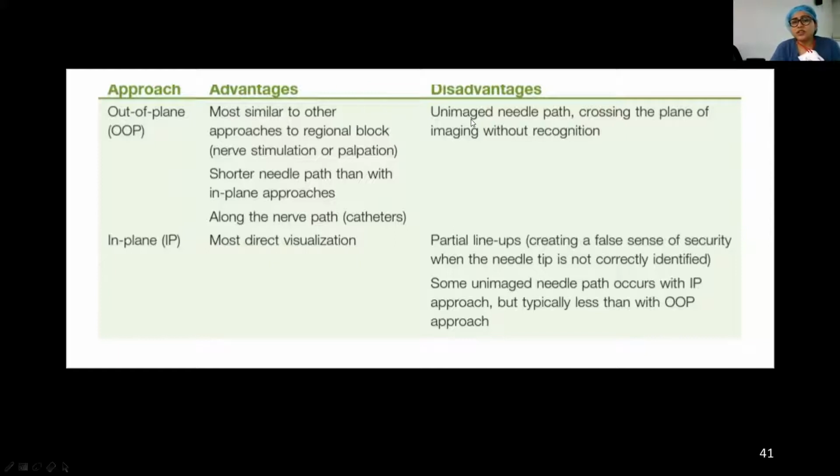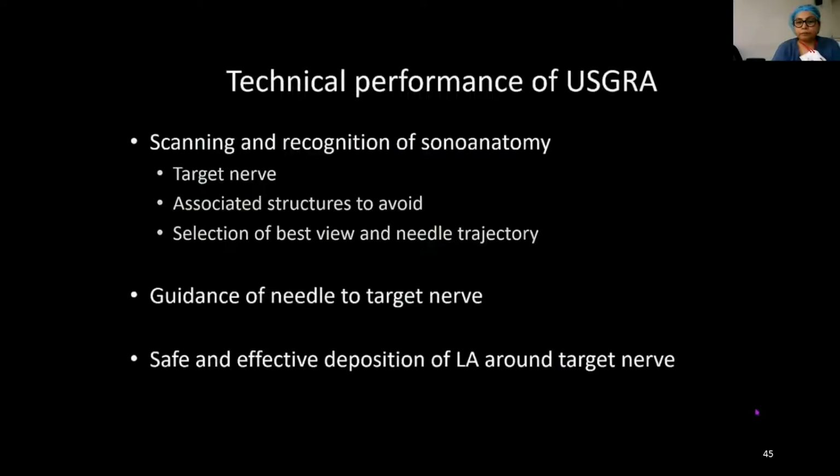And the disadvantages are the same here: we can always get a needle path where we won't know where the tip of our needle is without recognition. And similarly, in plane also we can always get a false sense of security, because sometimes it's impossible to detect the needle tip correctly.